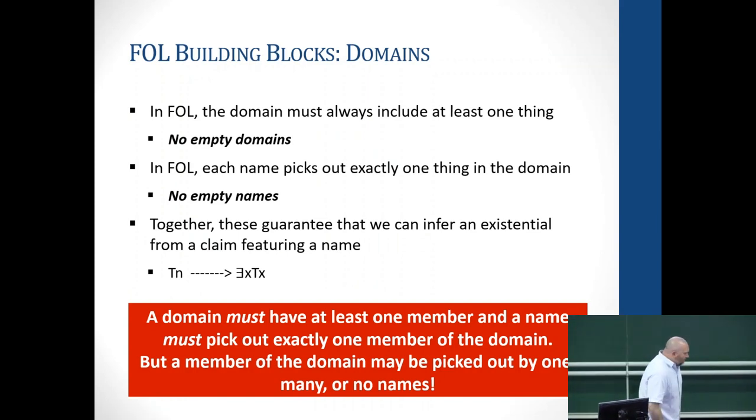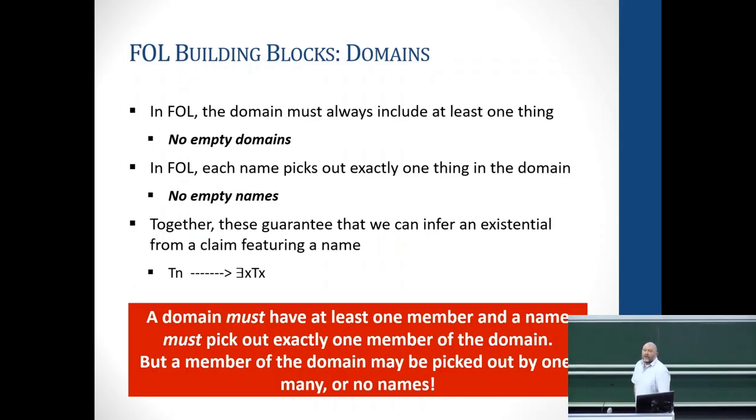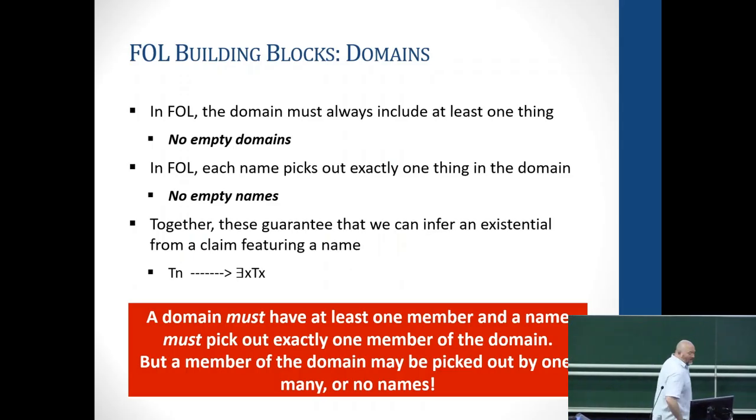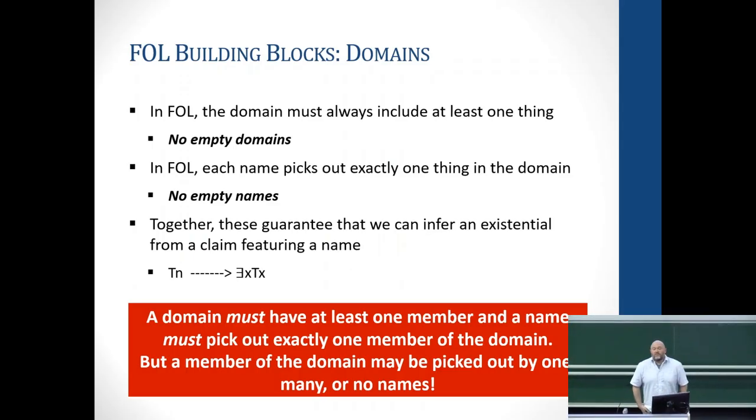So again, a thing to stress: a domain must have at least one member, and a name must pick out exactly one member of the domain. But a member of the domain could be picked out by one, many, or even no names, because the fact that something's in the domain doesn't necessarily mean we have a name for it.